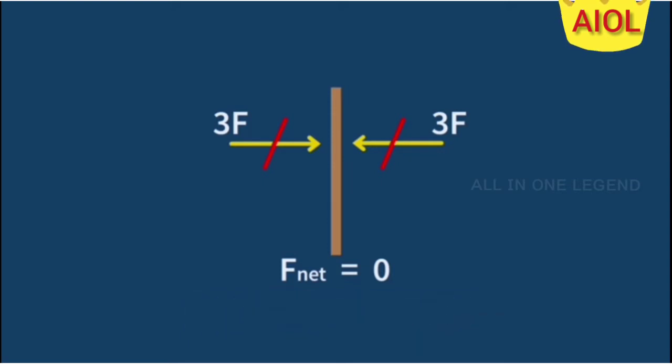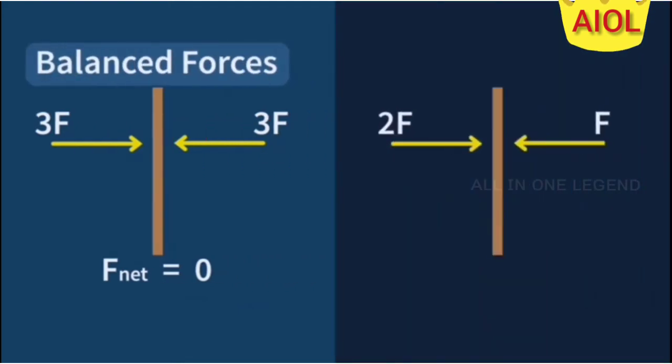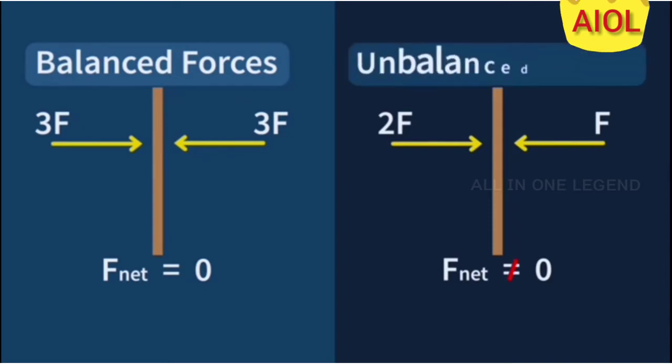Forces like these, where the net force is 0, are called balanced forces. In the earlier example, the forces did not cancel each other out. So the net force wasn't 0. Forces like these are called unbalanced forces. Hope you understood the meaning of balanced and unbalanced forces now.